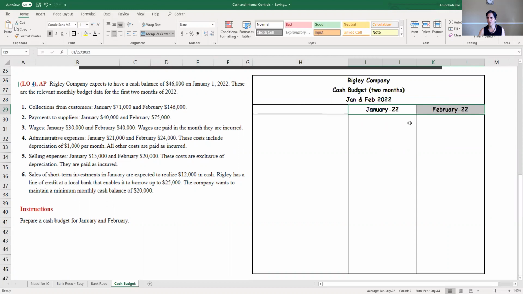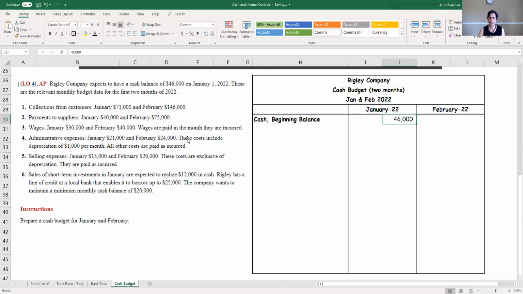In the next line, I have the header for these 2 columns for the months of January and February. And I have 2 columns, an inside column and an outside column. In the inside column, I'll have details. In the outside column, I'll have the totals, the subtotals. To start with, you always start with beginning balances. So the cash beginning balance, I was told, is $46,000. I'm going to put that number in the outside column for the month of January.